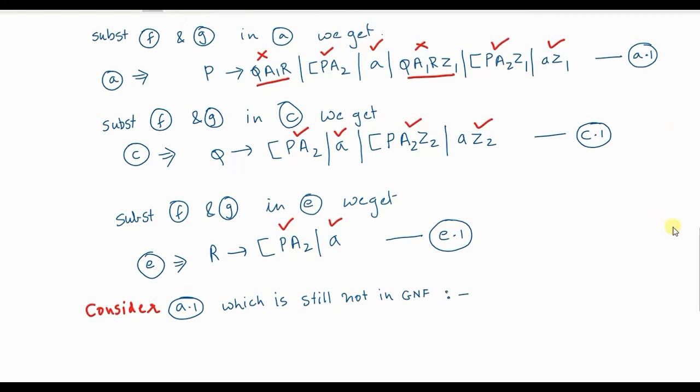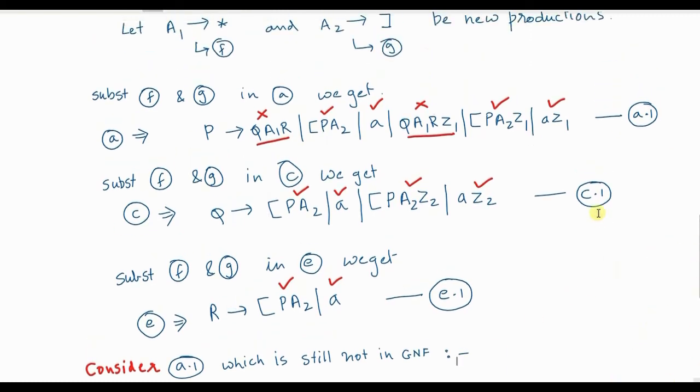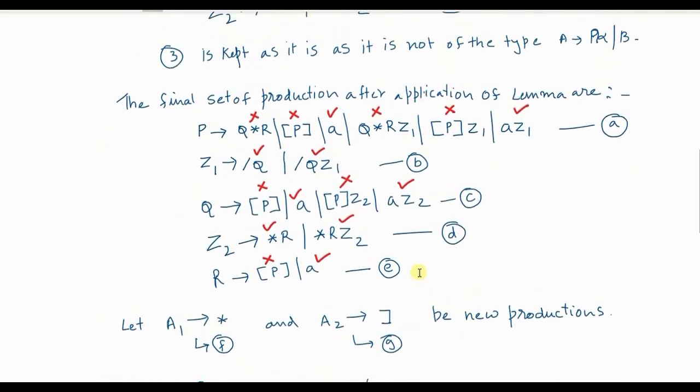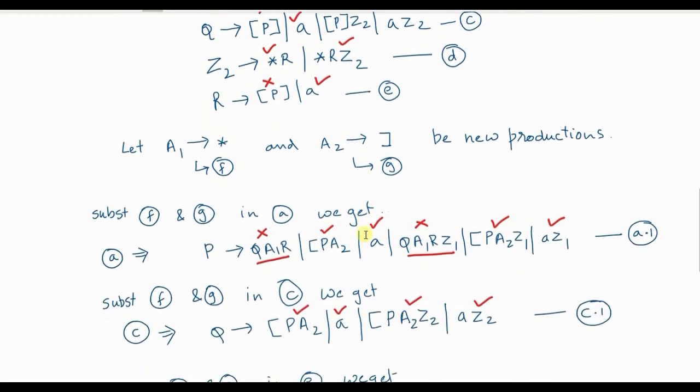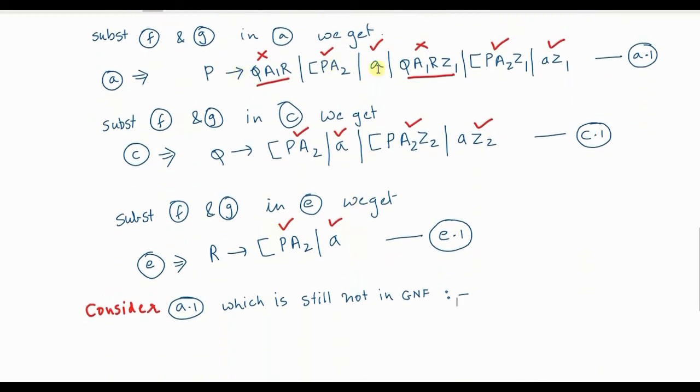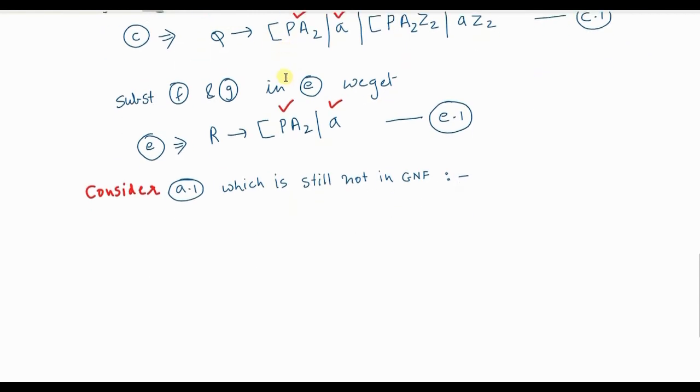Okay, now you see all other productions, that is C.1, E.1, or whichever we did not do replacement, that is B or D, they are all in GNF, but only this A.1 is not in GNF because of these two terms. So now individually we will do something. First we will consider P gives QA1R. Okay, so now consider the term P gives QA1R.